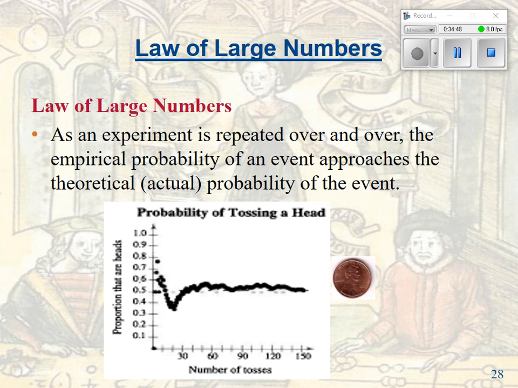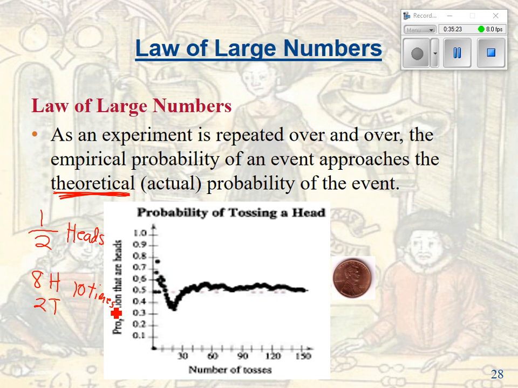Law of large numbers. The law of large numbers just says, as an experiment is repeated over and over again, the empirical probability of an event approaches the theoretical or the mathematical probability. So if we're flipping a coin, we expect that one half of the time we're going to get heads. Well, if we flip a coin 10 times, we might get 8 heads and 2 tails.